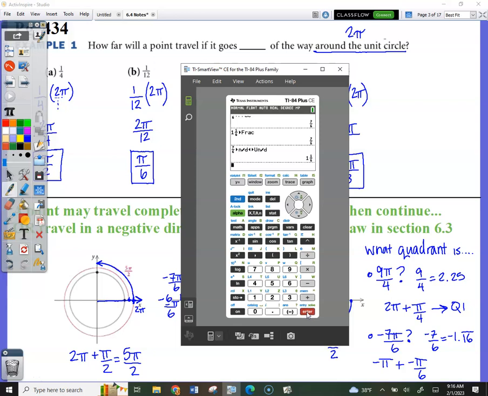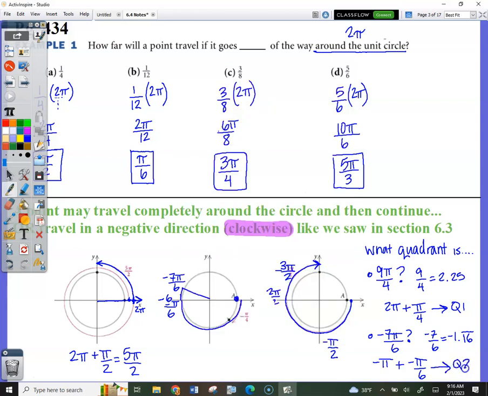So now you have to know how to read it. 1 1/6 means 1 pi, which is 6/6, and then just 1/6 of the way to the next one. Okay, so this would land in quadrant 2. Oh, I meant to take this off. This would land in quadrant 2.